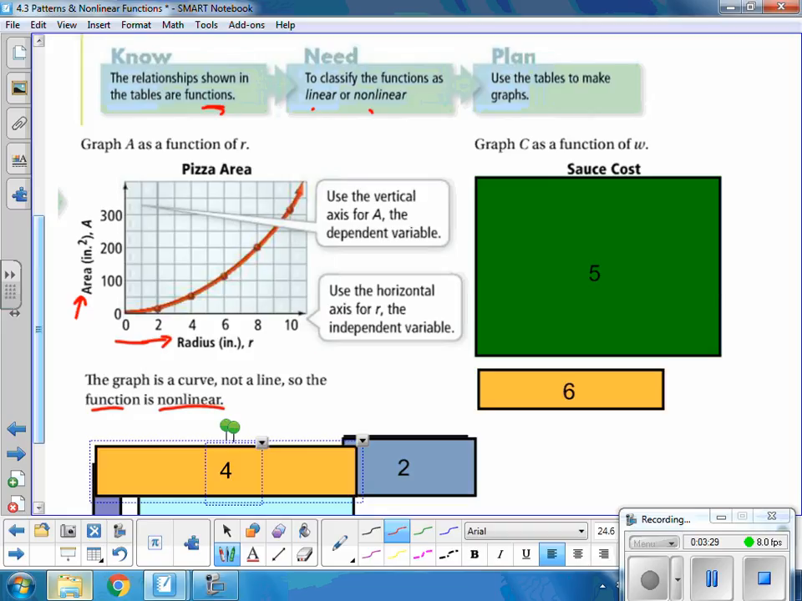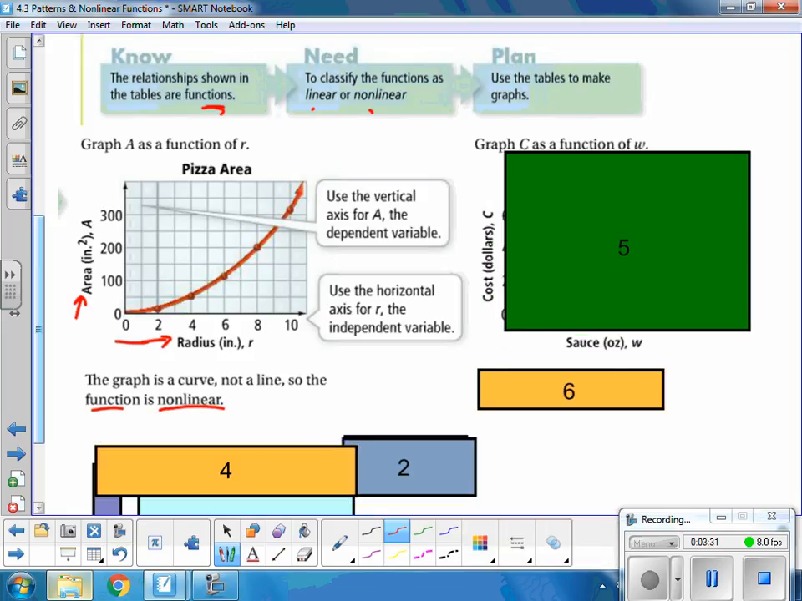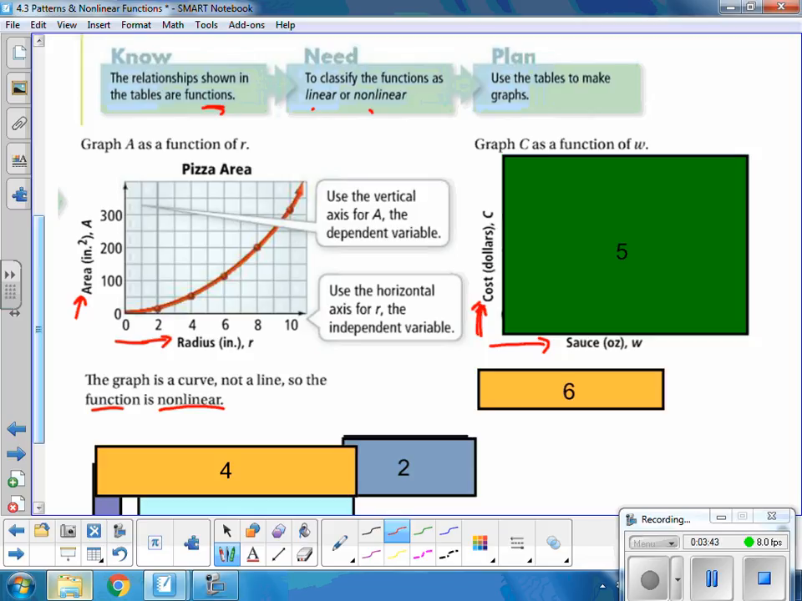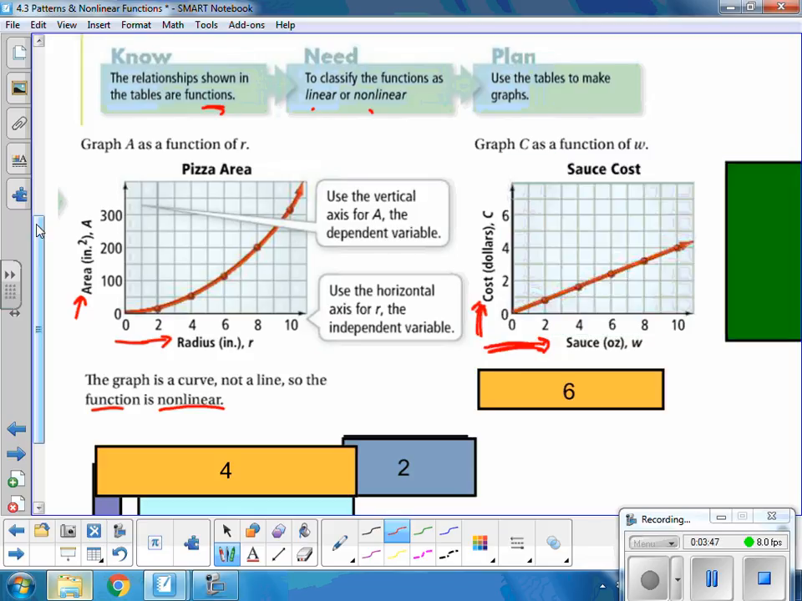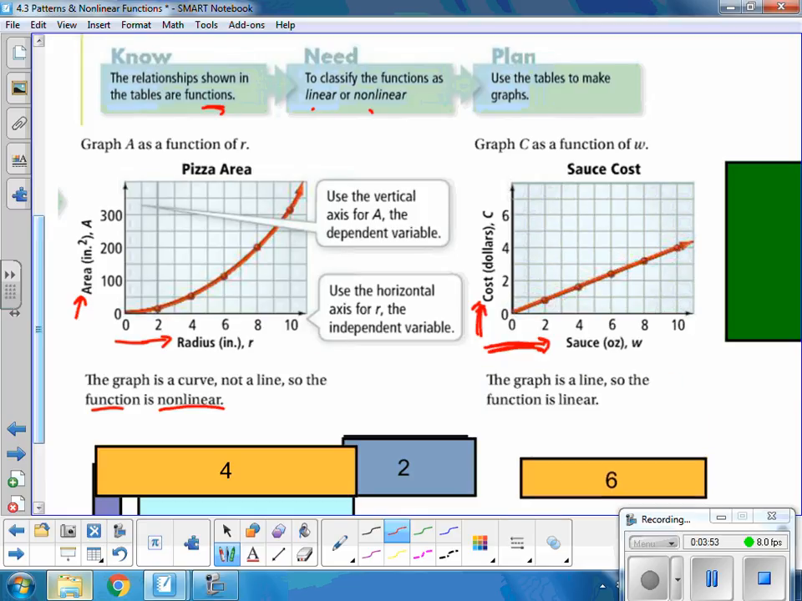Let's look at the sauce cost. Okay, so a couple different pieces here. We have the sauce and we have the cost in dollars. And it would make sense though. The cost really depends on how much sauce I use. How much I charge for this is really going to depend on how much I have. So that's why sauce is my independent variable and cost is my dependent variable. And when I graph this out, nice straight line, and that tells me that it indeed is linear, that this relationship is a linear relationship.